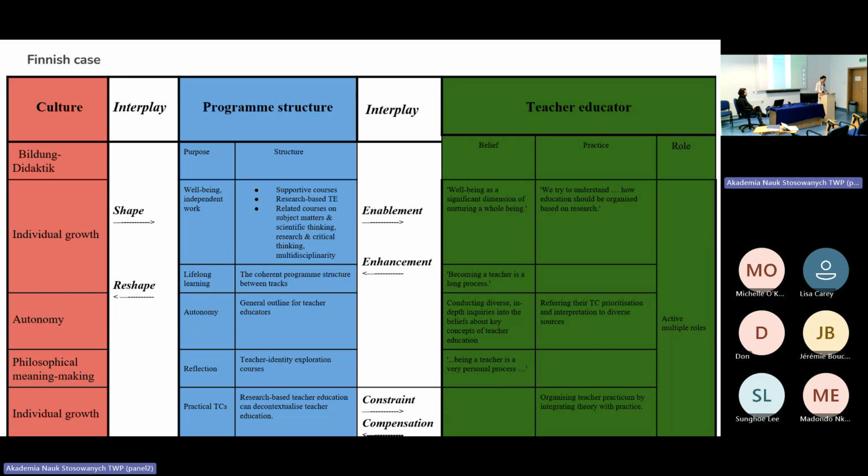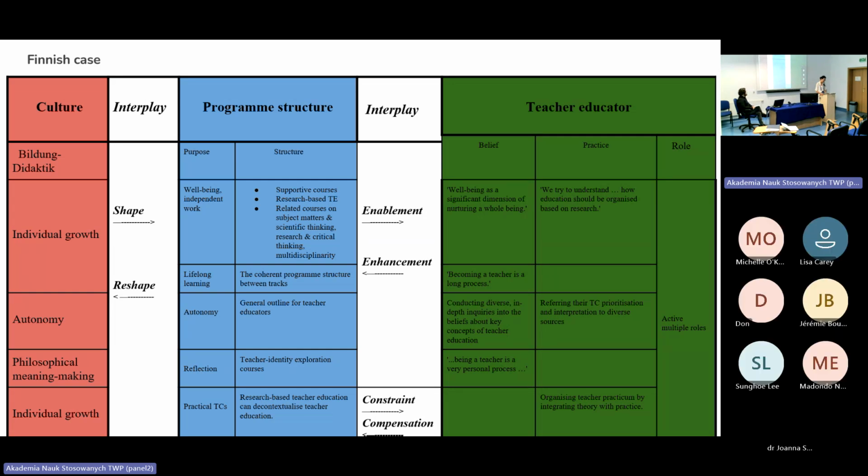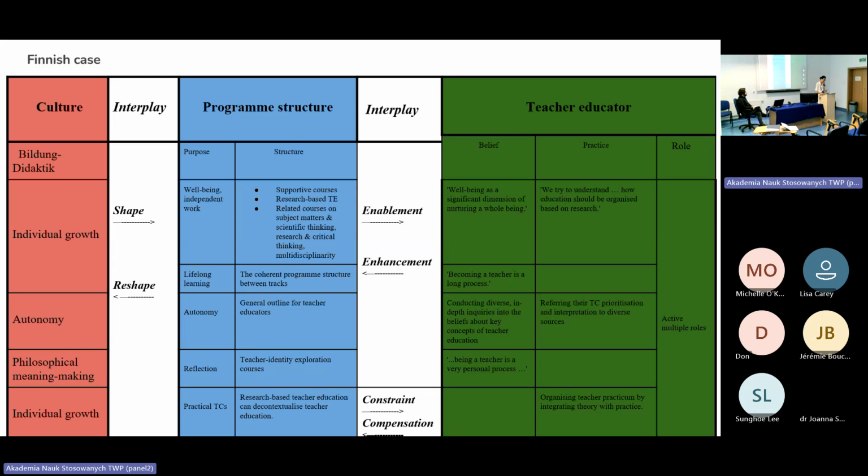But the interplay isn't always smooth. There are tensions, such as fragmented practicum arrangements or decontextualized research expectations, which educators compensate for by reinterpreting curriculum demands. This illustrates feedback loops. Cultural values shape structure, which shapes agency, which in turn reinforces or reshapes both.